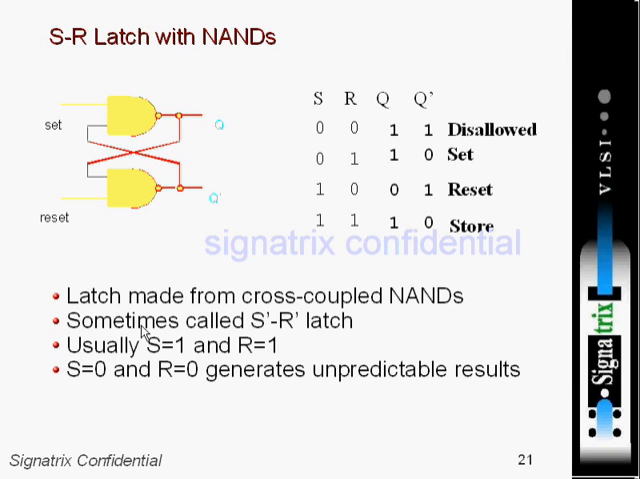And here the latch made from cross-coupled NAND gates is shown. So it's known as the SR latch. Usually S equal to 1 and R equal to 1 will store the data. S equal to 0 and R equal to 0 generates unpredictable results. That's what this truth table says.